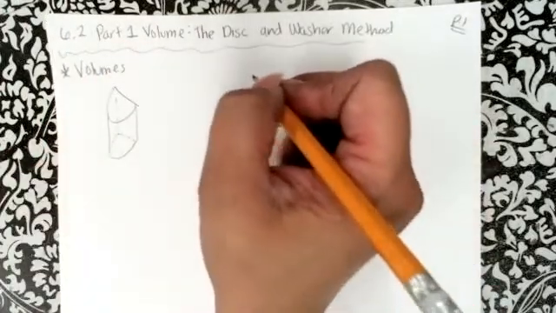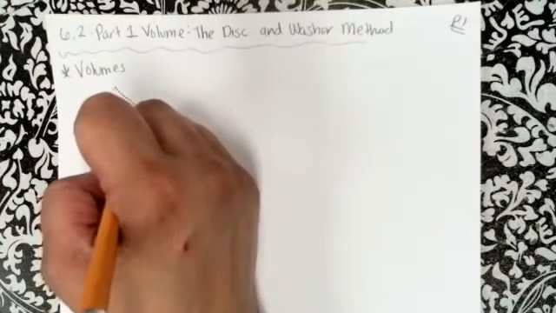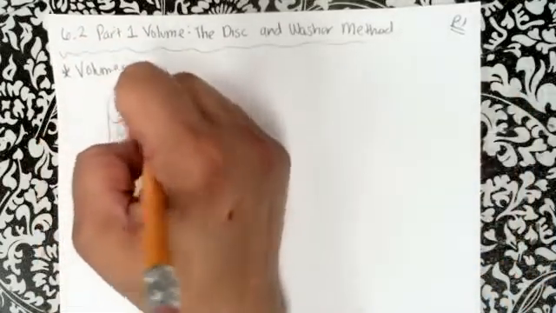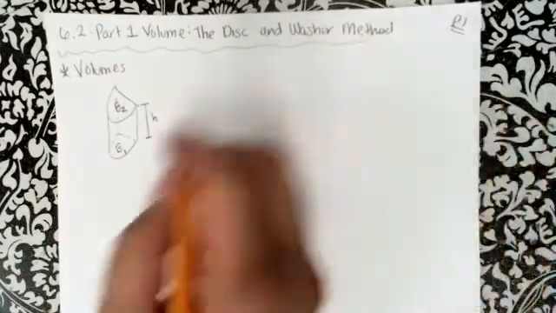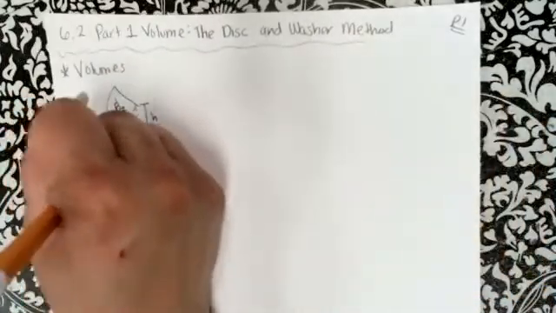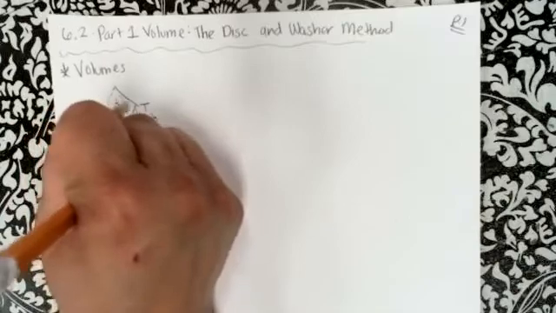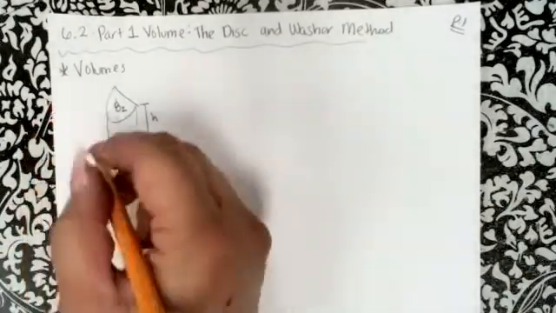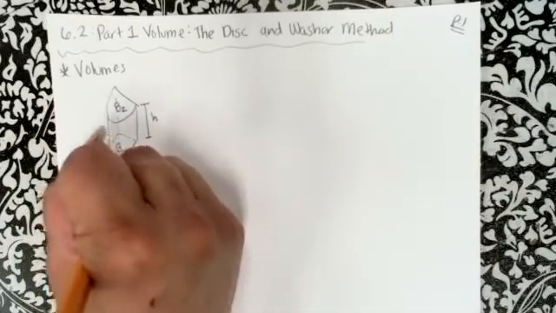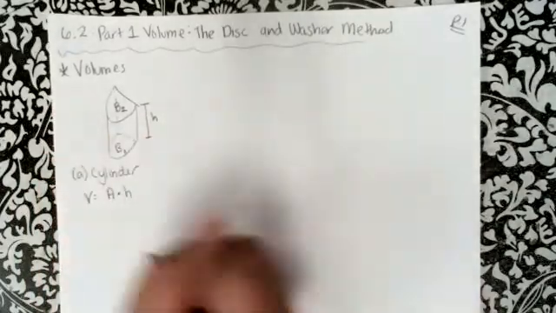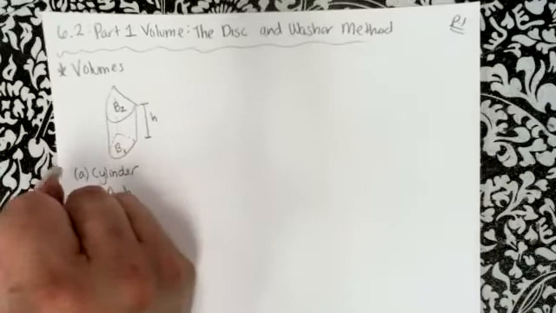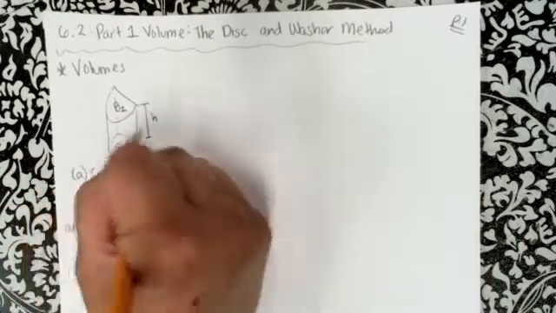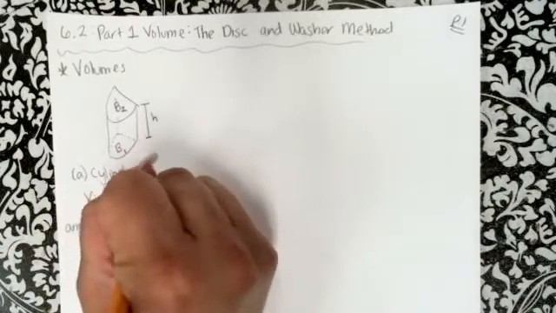Let's say we had a solid like this. This is the base 1. This is the base 2. This is going to be your height. Now this right here is going to be a cylinder. Now the volume for a cylinder is the area of the bottom times the height. So this is going to be the area of the base, and that's going to be the height.